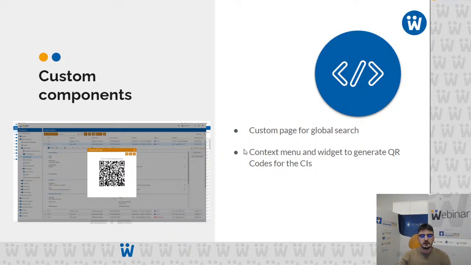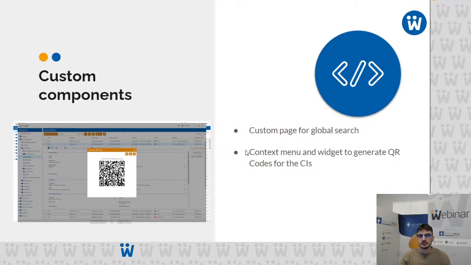And another way to do this is by using a context menu, which is present, of course, also on all the subclasses of configuration item. And the context menu also allows to create and generate multiple QR codes at the same time.